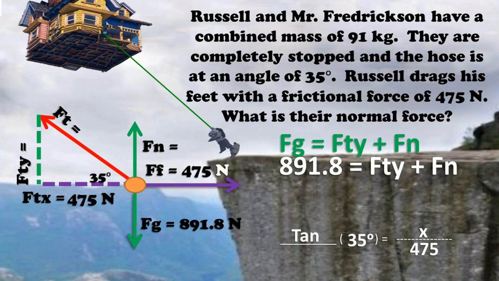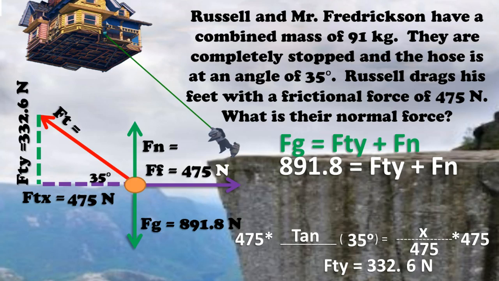What's happening to the variable x? We're dividing, so we need to multiply by 475 on both sides. 475 times the tangent of 35, quick calculator check later, we end up with 332.6 newtons. Now you need to be very careful at this point, because the question is, what is their normal force, not what is the y component of the tension force. Just because you've completed a calculation doesn't mean the problem's over yet.